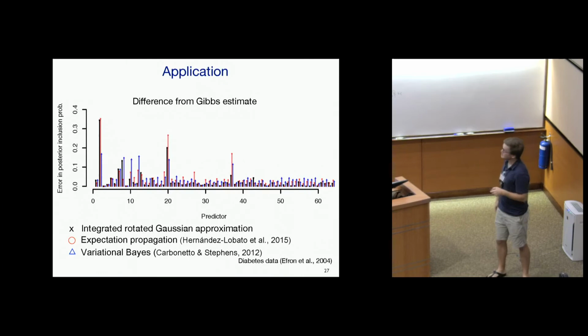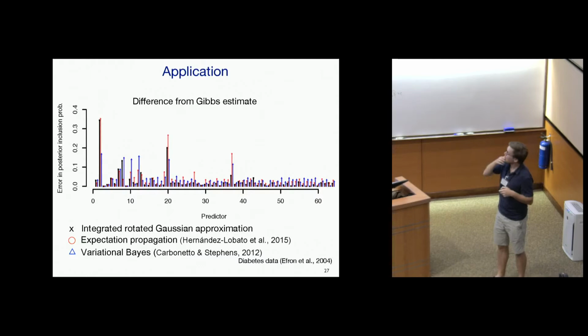This is too large to compute the posterior exactly, so what we're going to do is run a Gibbs sampler for a long time. I think I ran this Gibbs sampler for like 12 hours, even though the approximation methods finish in a couple of seconds or maybe a minute. And let's say you're interested in posterior inclusion probabilities.